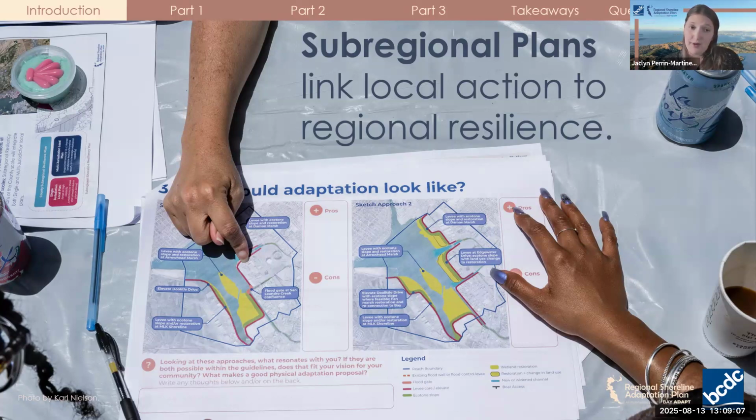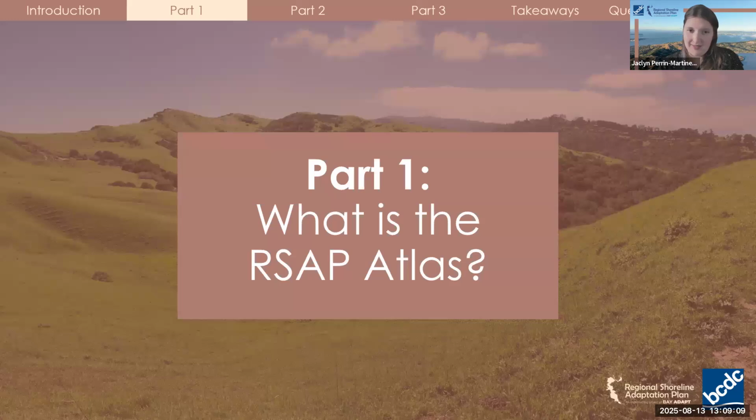So that wraps up our recap of key messages from our first 2 webinars. And so now we'll shift gears and I will pass it to Danielle to dive into the main topic for today, the RSAP Atlas. Thanks, Jackie. Hi, everyone. I'm Danielle Flanagan, the Climate Adaptation Planning Specialist. In this section, I'll introduce the RSAP Atlas and guide us through what it is and its key components.